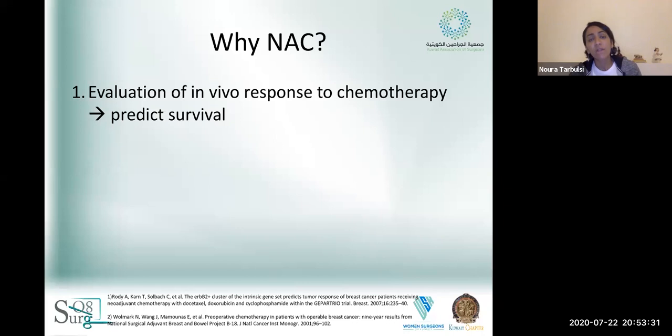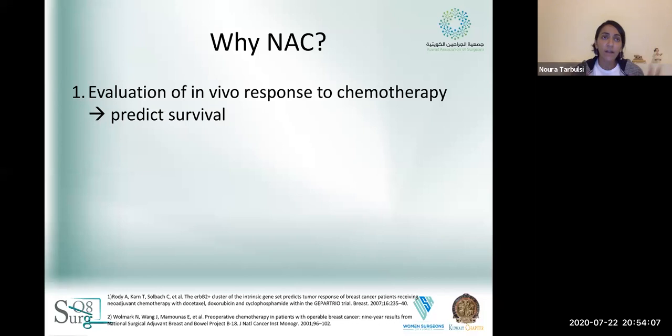Why? First of all, evaluation of in vivo response. What does it mean? When the tumor is there in the patient and I am giving her medication, I could actually monitor if the patient is responding to that toxic treatment or not. If I schedule my patient for 8 cycles of toxic treatment and I give her 1, 2, and 3 cycles and she is not responding, then the first thing we're going to do is stop this regimen and switch her to a second line.